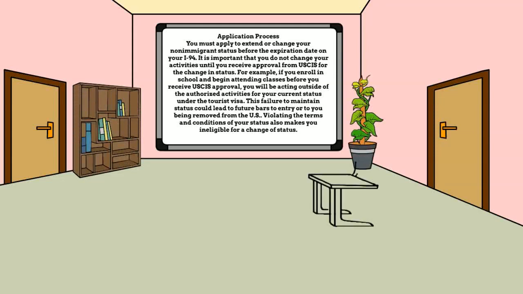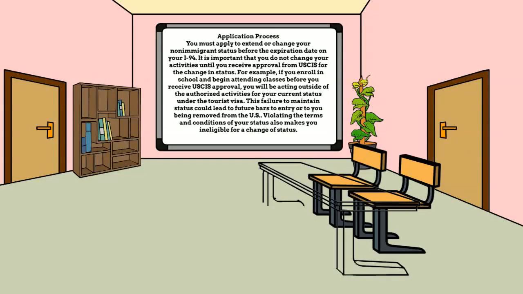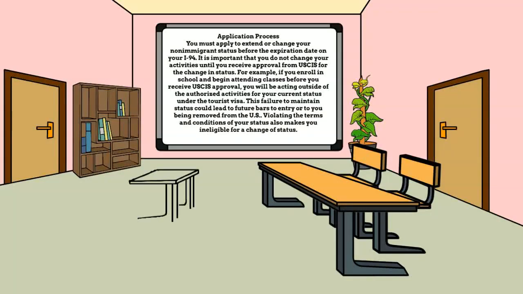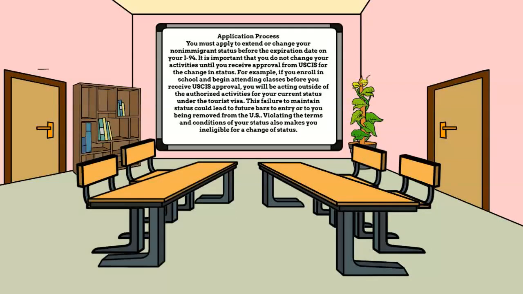Application process. You must apply to extend or change your non-immigrant status before the expiration date on your I-94. It is important that you do not change your activities until you receive approval from the United States Citizenship and Immigration Services for the change in status. For example, if you enroll in school and begin attending classes before you receive an approval, you will be acting outside of the authorized activities for your current status under the tourist visa.